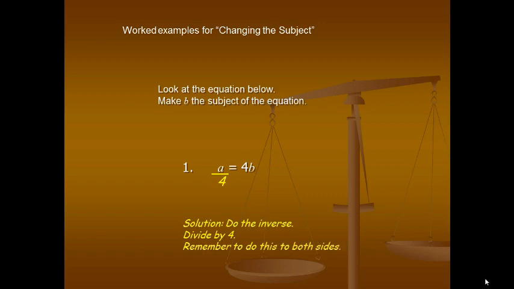Remember to do this to both sides. This leaves b alone on the right-hand side, so spin the whole equation around and our answer is b equals a divided by 4.